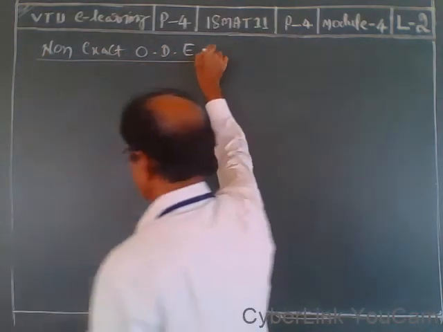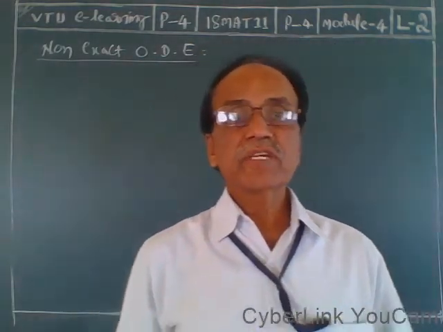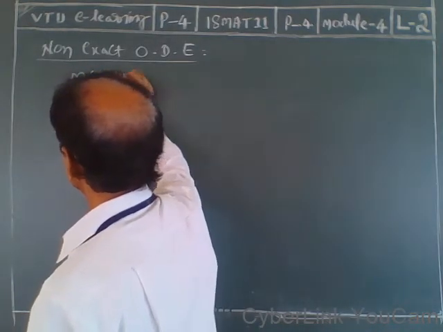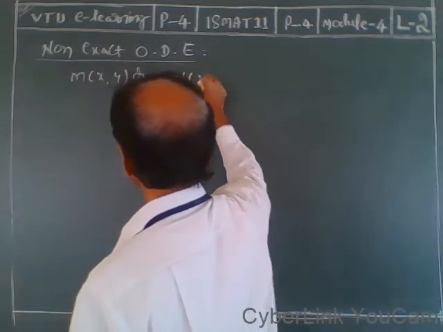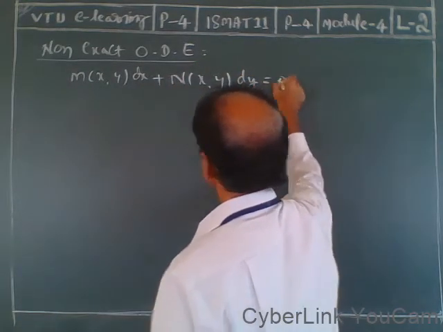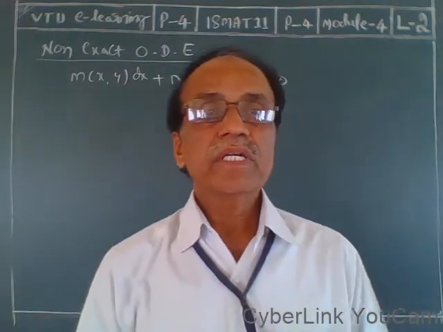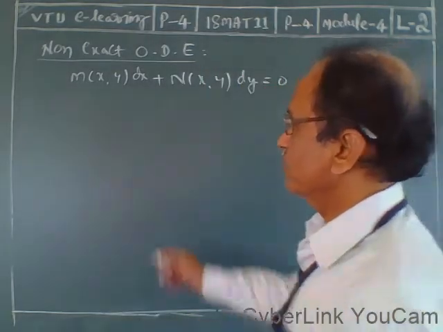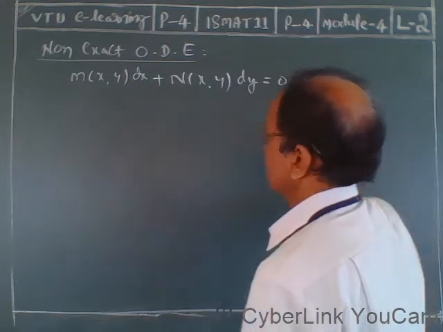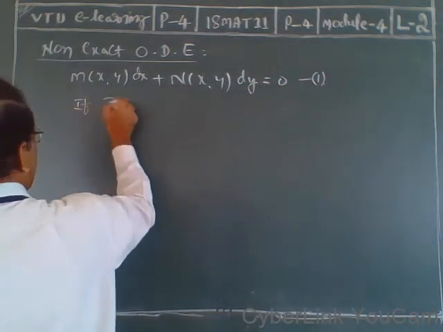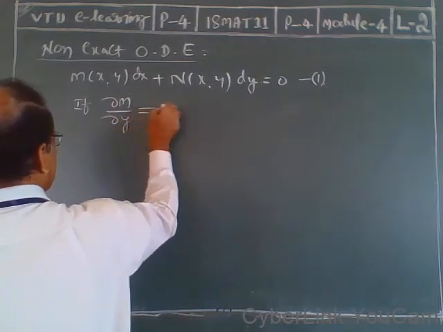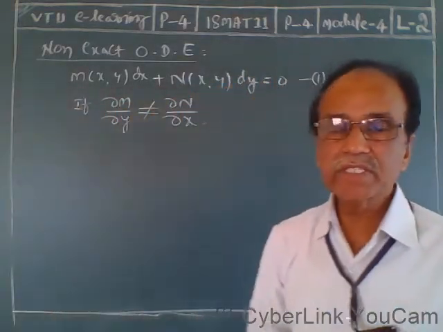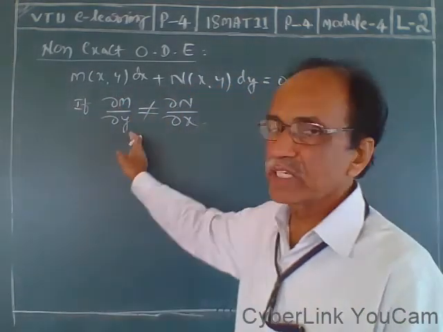non-exact ODE, non-exact differential equation, you take the standard differential equation as M(x, y) dx plus N(x, y) dy equal to 0. Here M and N are functions of x, y, they are not constants. Then this is equation 1. If del M by del y is not equal to del N by del x. We discussed in the previous case where both these values are equal to each other.